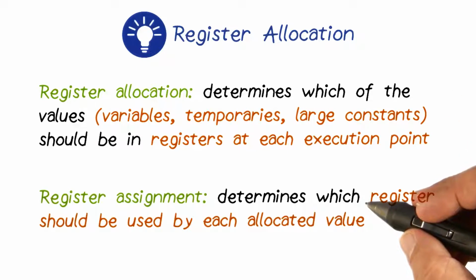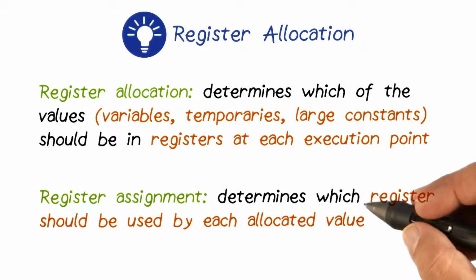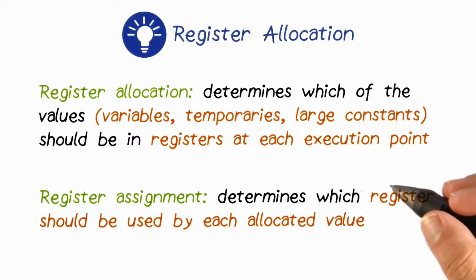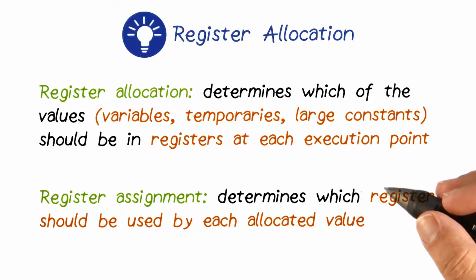And the second phase is called register assignment. In the register assignment phase, we actually decide which is the exact register that should be given to a variable which is designated to be in a register. For example, we say that variable A should be given register R5. That's what happens in this phase.